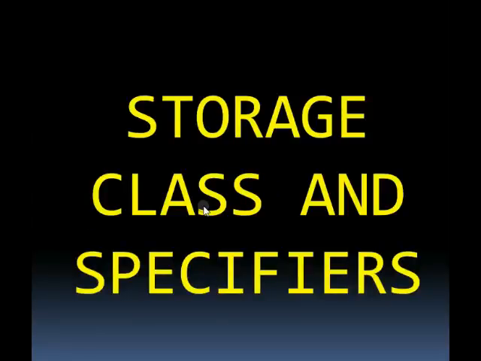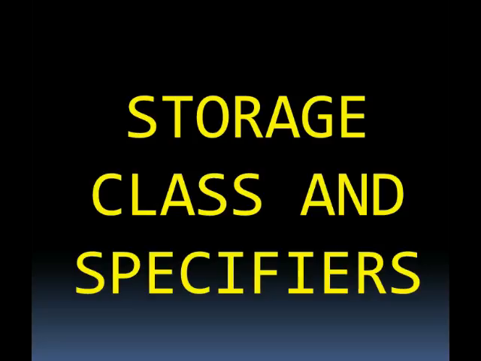Hello guys. So today we're going to talk about storage class and specifiers of C. As you all know, every variable in C programming has two different properties: one is type and one is storage class. Here, type refers to the data type of a variable, and storage class determines the scope and lifetime of a variable.